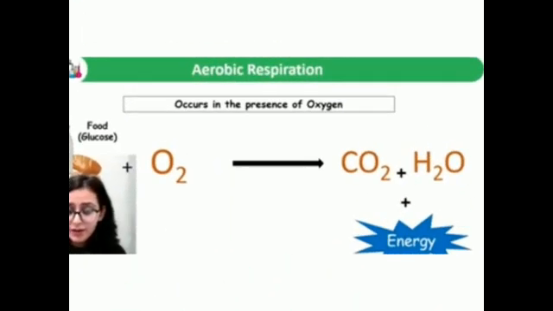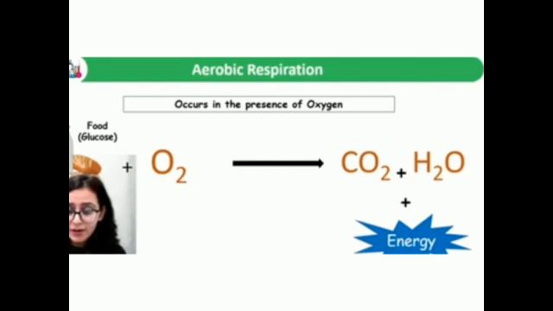Now there are two types of respiration. Cellular respiration is of two types. It is there in your textbook; if you want, you can go through page 85. So cellular respiration we can divide into two: aerobic respiration and anaerobic respiration. First we will learn about aerobic respiration.